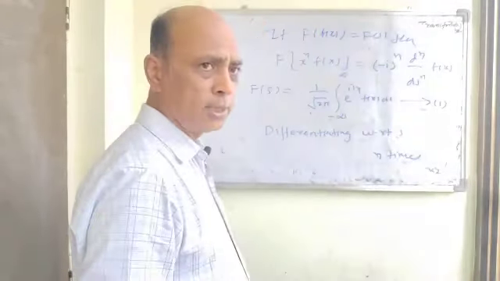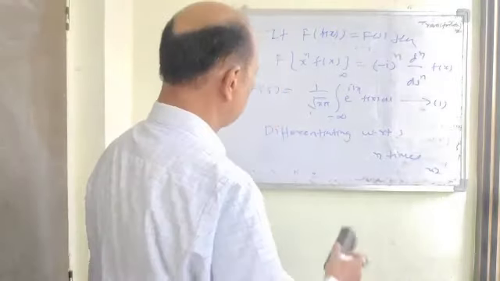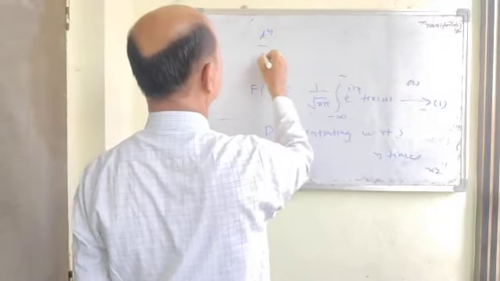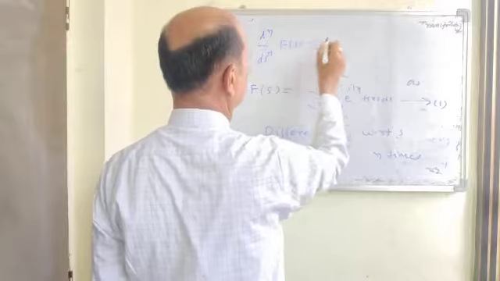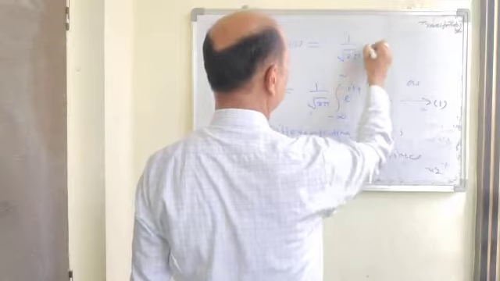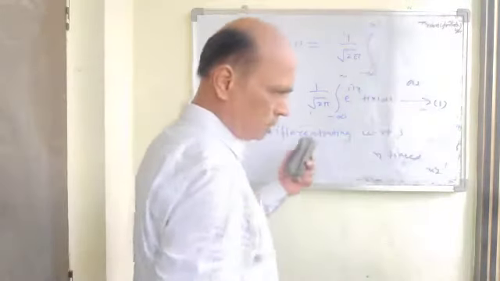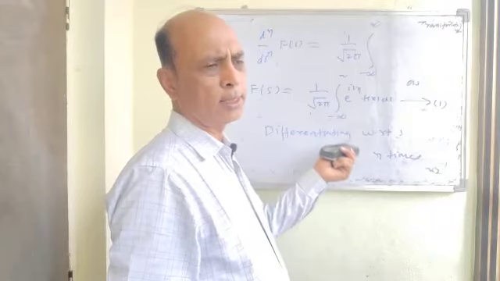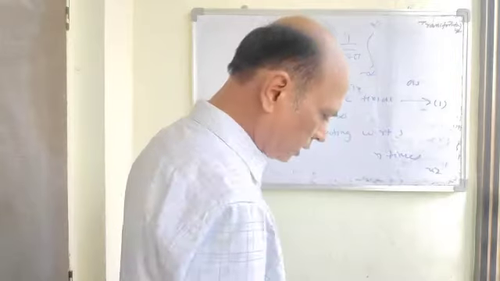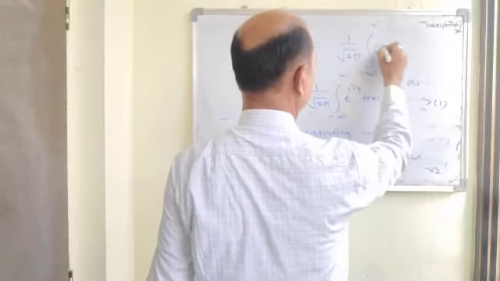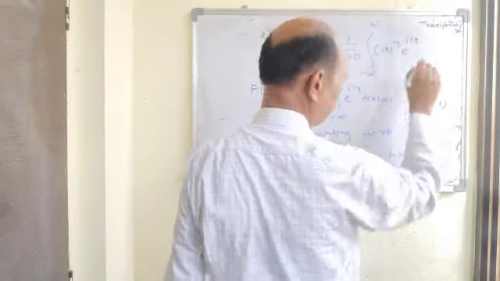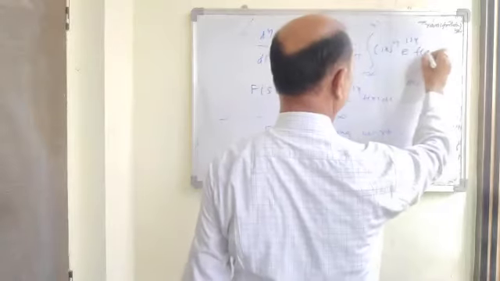We have seen in the first year how to find the nth derivative. So if we take the nth derivative, what will happen? That is d^n by ds^n of F(s) equals 1 upon root 2 pi integration from minus infinity to infinity. Now the derivative of e to the power isx is (ix) to the power n e to the power isx, times f(x) dx.